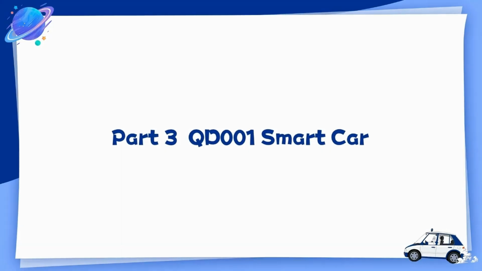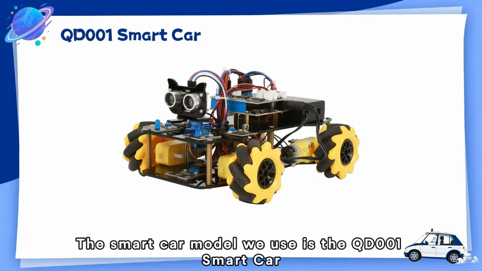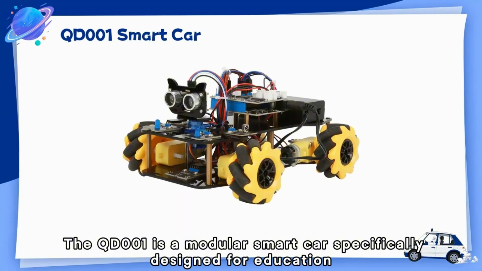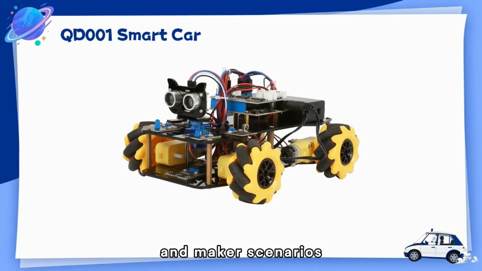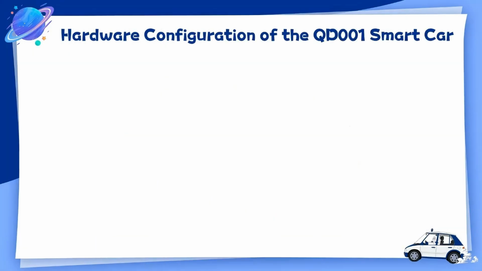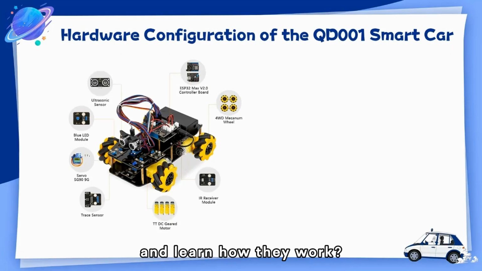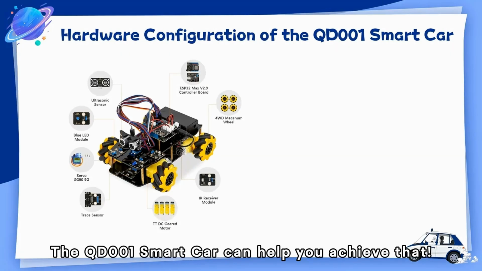Part 3. QD001 Smart Car. The smart car model we use is the QD001 Smart Car. The QD001 is a modular smart car specifically designed for education and maker scenarios. Suitable as a hands-on platform for introductory courses in robotics and autonomous driving. Do you want to experience these interesting smart cars firsthand and learn how they work? The QD001 Smart Car can help you achieve that.